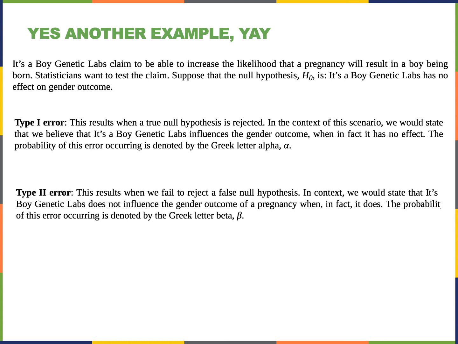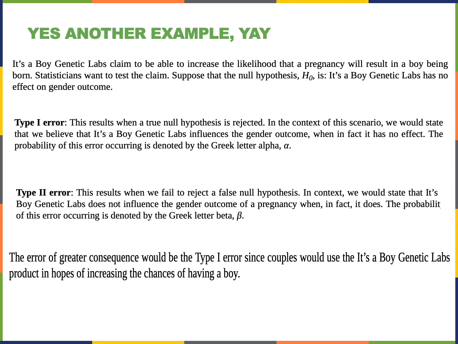Okay. Then type 2 would be when we fail to reject a false null hypothesis. We're believing a lie. In context, basically, we're saying, oh, we think it doesn't influence the gender outcome of a pregnancy when in fact it does. Okay, so we believe the null, right? The null hypothesis was that it has no effect. Okay, so we believe that, but it's actually false. Okay, all right. And the probability is denoted by beta.